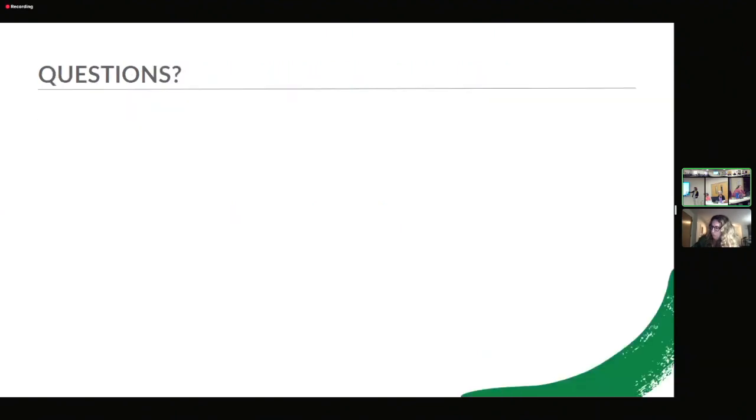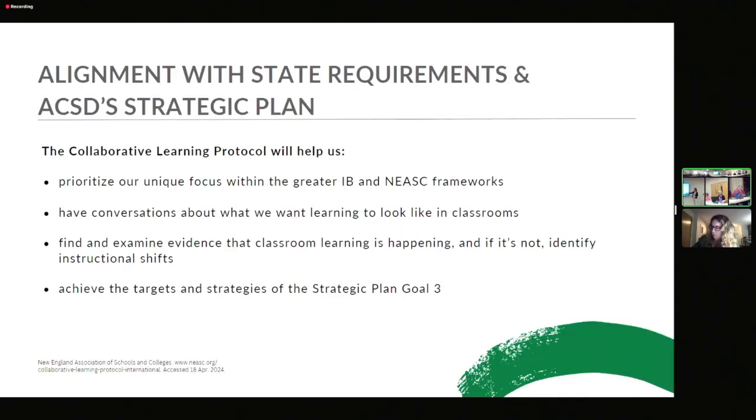And here comes the strategic plan. Ooh. This is my last one.